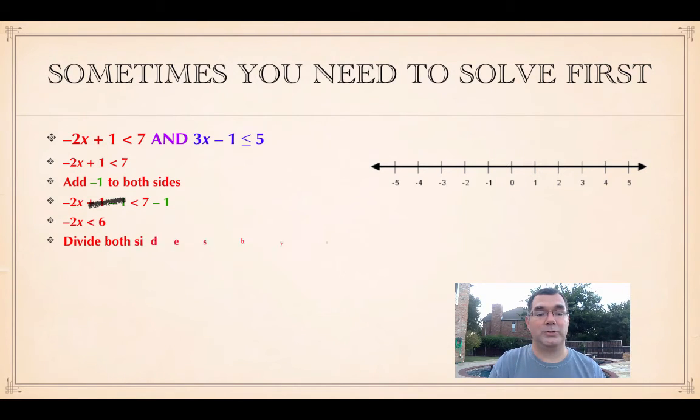I need to divide both sides by -2, but be careful, I'm dividing by a negative number again, and that means that the inequality sign is now a greater than sign. And so my solution is x is greater than -3.